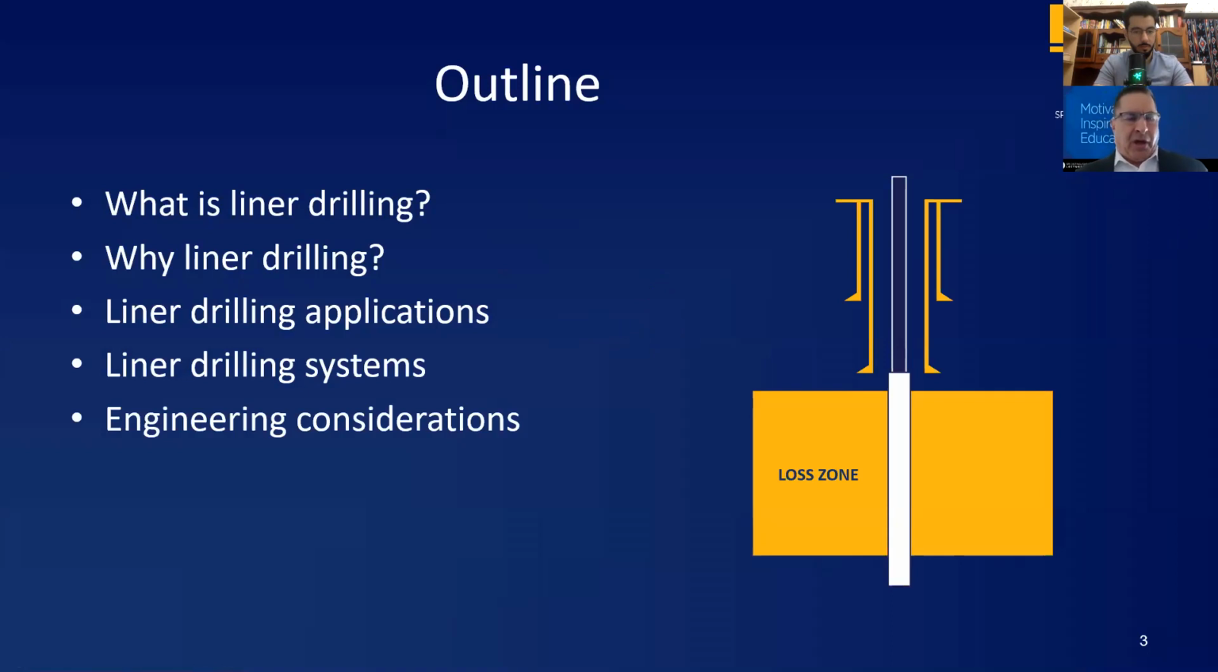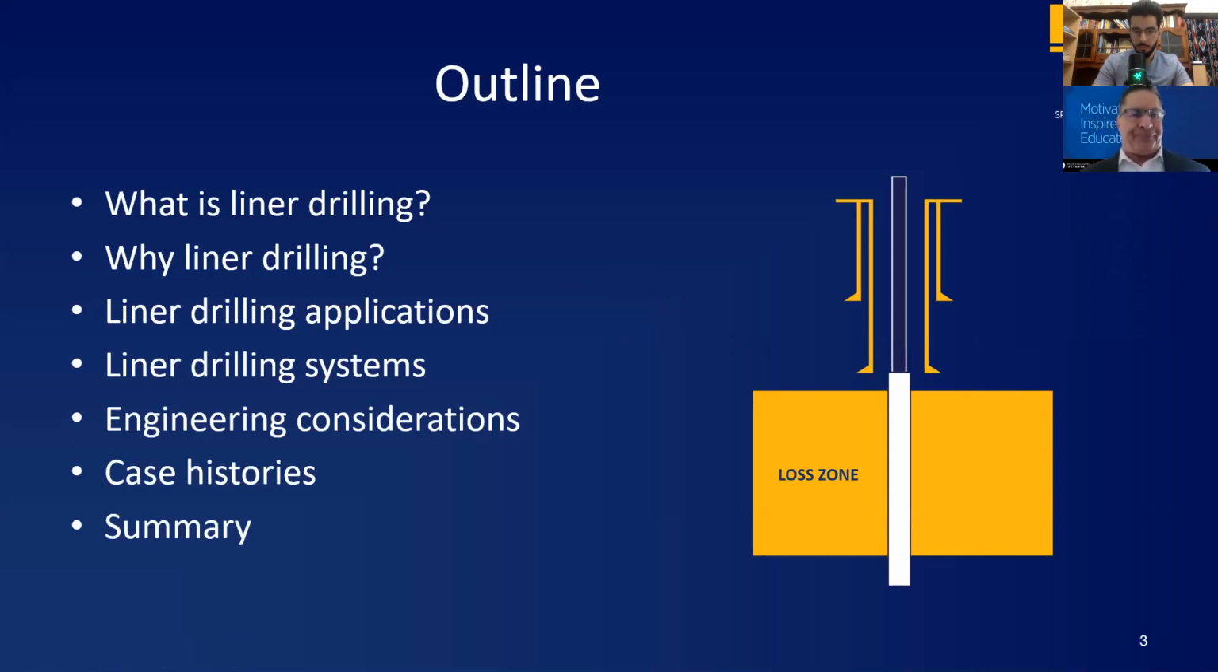Both of these have their inherent advantages and disadvantages, but we'll go into detail on this later on in the presentation. We'll talk about engineering considerations, what types of engineering disciplines are involved. For example, torque and drag modeling, hydraulics modeling, fatigue modeling, things to ensure that the liner drilling system will not fail during the liner drilling operation, because not only do you have to manage the problems downhole you're trying to mitigate, but you're also trying to manage the liner system itself. And last but not least, we've got 5 or 6 case histories that we can see these liner drilling applications in real life.